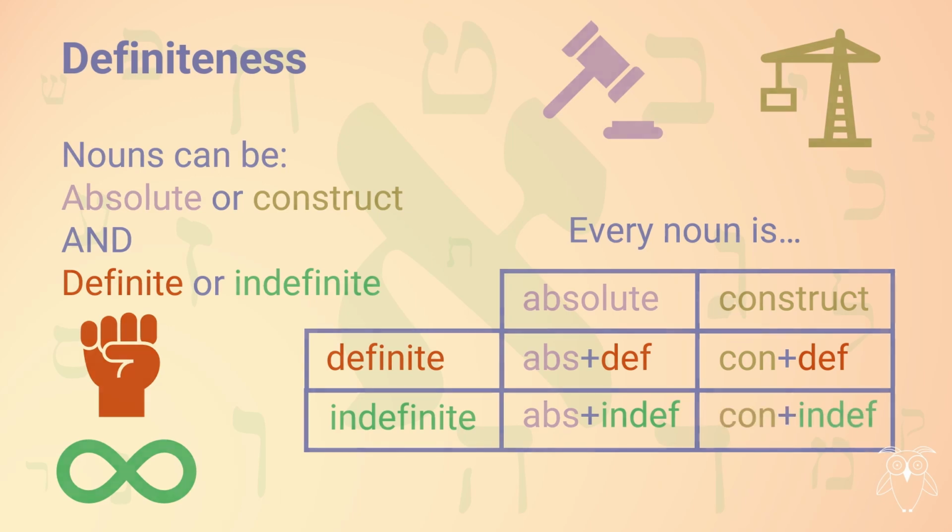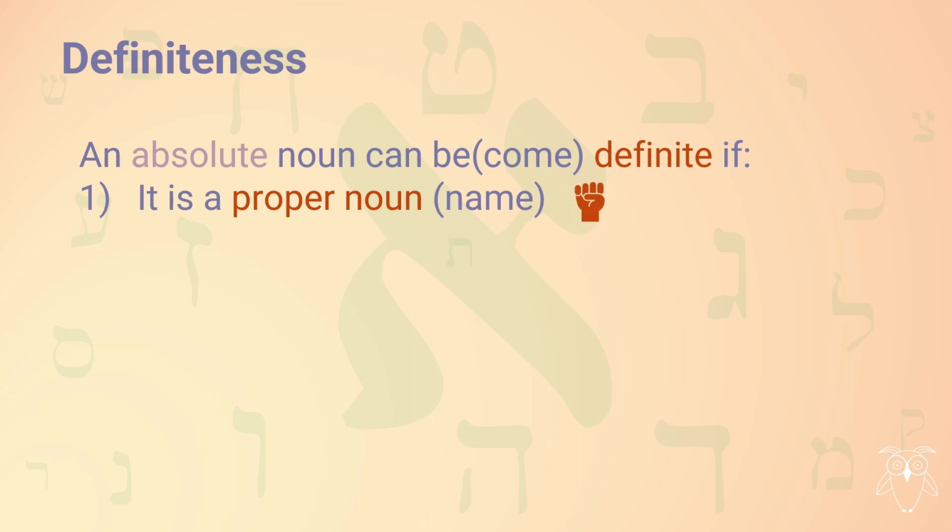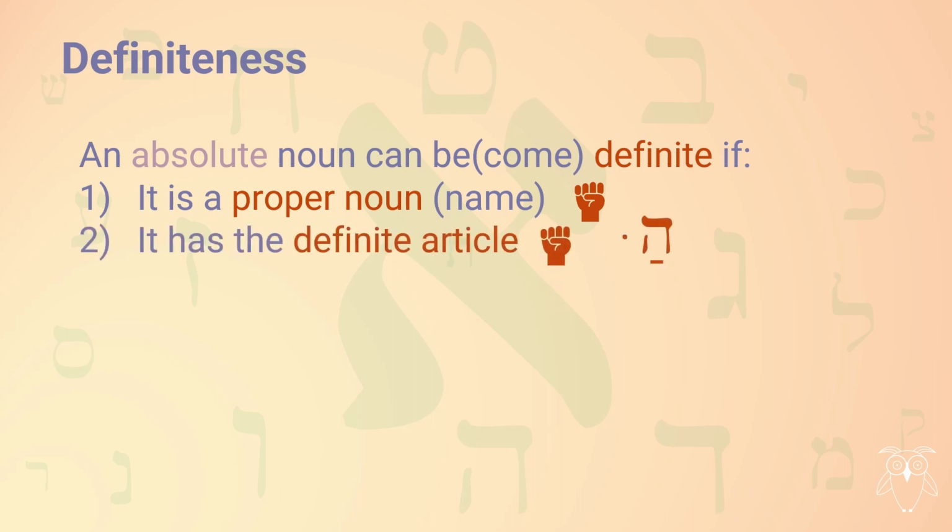There are 3 ways in which an absolute noun can become definite. 1. It is a proper noun or a name. This can be the name of a person, a people group, a country, or a city, or whatever. Proper nouns are always definite and are also always absolute. 2. The noun has a definite article. If a noun has the definite article, it is not only definite, but it is also absolute, because construct nouns cannot take a definite article.